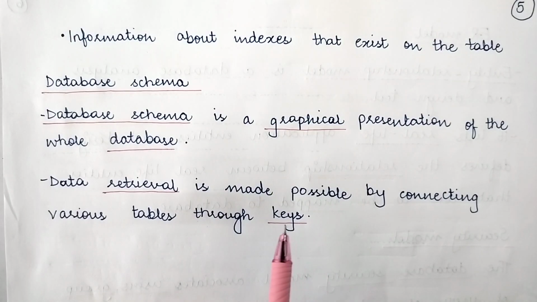Using the schema you can find out which is a foreign key, which is a primary key, and how two tables are connected. In a database it is very important that all the tables are connected to each other logically. And how are they connected? They are connected with the help of primary key and foreign keys. So you can retrieve data between two tables only if they are connected through primary key and foreign keys. So this is what it is saying, that data retrieval is made possible by connecting various tables through keys.